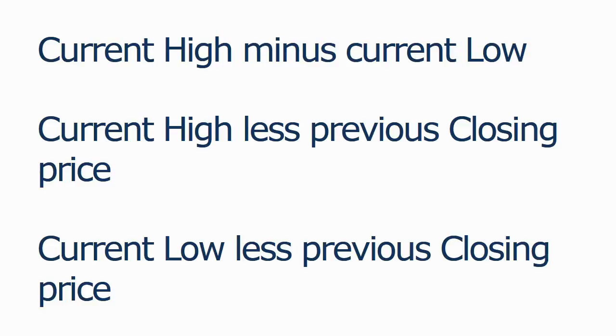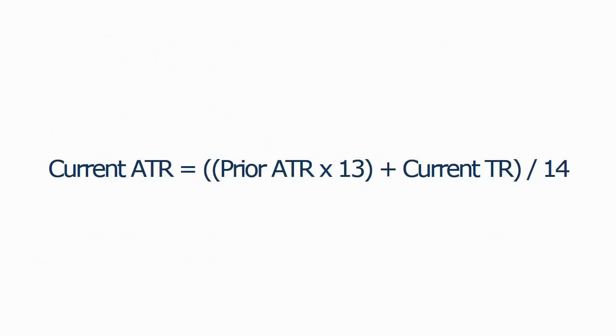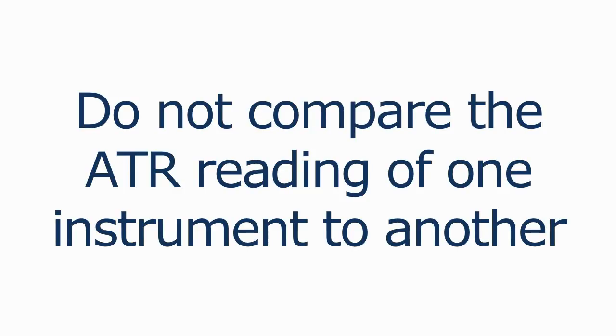Now, the calculation involves two steps, with the first one finding the true range of the instrument. You can see that right here. For a 14-period ATR setting, which is the default, the last calculation is this one here. And you should not compare the ATR readings of one instrument to another. Each reading should be standalone information for the instrument that you are trading.